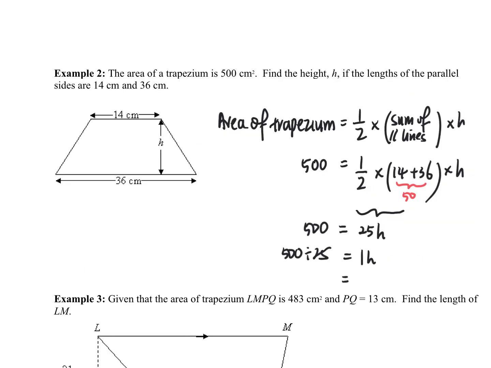So 500 divided by 25, you get 20, correct? So it's just 20 cm. So whether or not they ask you to find height, one of the lengths or the area, it is the same formula, this one.